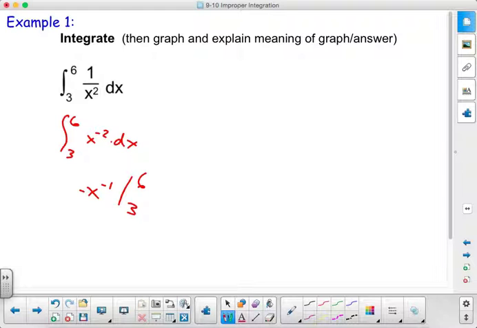I would maybe argue another way to think of this, though. This is like having negative 1 over x. Which one do I evaluate first? 6. So this is negative 1 over 6 minus the negative, what happens? Plus. So what's negative 1/6 plus 1/3? Regular 1/6.